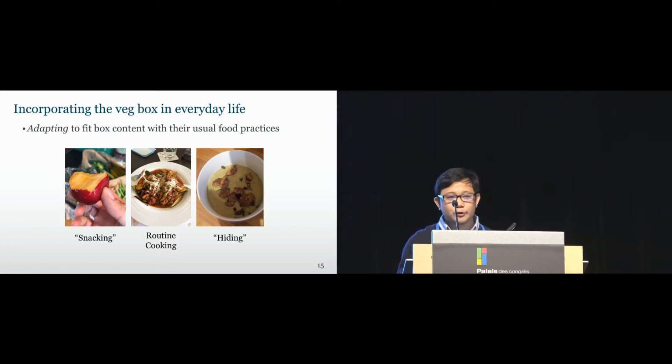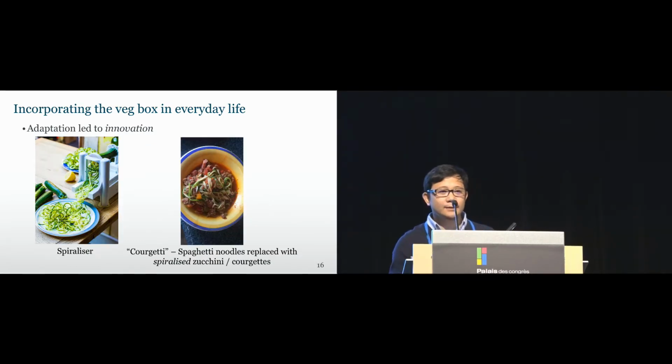But at the more extreme end, or the other end of the spectrum, there are situations where participants had to completely adapt their existing recipes to accommodate items from the box. In one particular case, one of our participants received a vegetable that she didn't like. But instead of throwing it in the bin, she decided to infuse the item into a soup that she doesn't normally make, in her words, for hiding its taste.